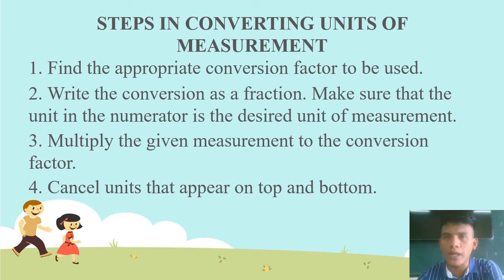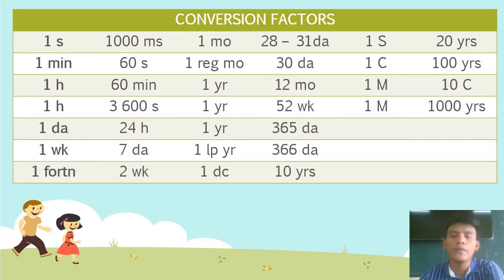It's just the same process on how we solve or convert units of land, weight, volume, and right now it's time. Conversion factors. 1 second is equal to 1000 milliseconds. 1 minute is equal to 60 seconds. 1 hour is equal to 60 minutes. 1 hour is equal to 3600 seconds. 1 day is equal to 24 hours. 1 week is equal to 7 days.